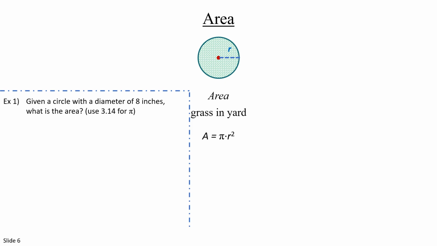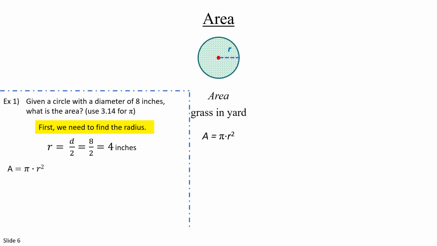Wait a minute. The formula calls for radius, but they gave me the diameter. So first we need to find the radius. The radius is diameter divided by 2. So 8 divided by 2 is 4. Now the radius is 4, and now we can plug it into our formula.